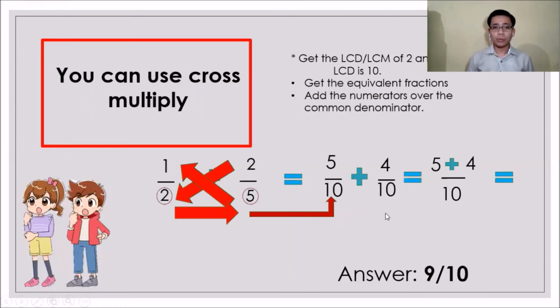You can cross multiply. 2 times 2 is 4. 5 times 1 is 5. And multiply the denominator, which is 2 times 5 is 10. So the same answer, we can get 9/10. Okay. So this is so very simple, right? Grade 6.